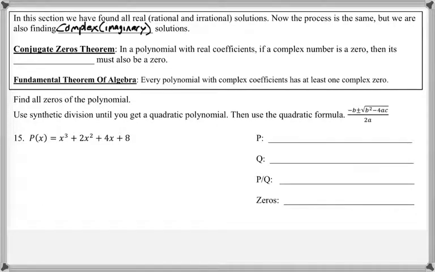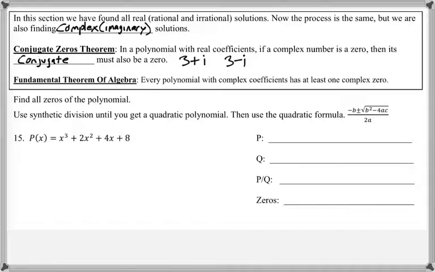So they're going to have i in them. And we have a theorem called the Conjugate Zeros Theorem. And it says, in a polynomial with real coefficients, if a complex number is a zero, then its conjugate must also be a zero. And this really just helps us out because if we find that 3 plus i is a zero, then we know automatically that 3 minus i must also be a zero. So they come in pairs.